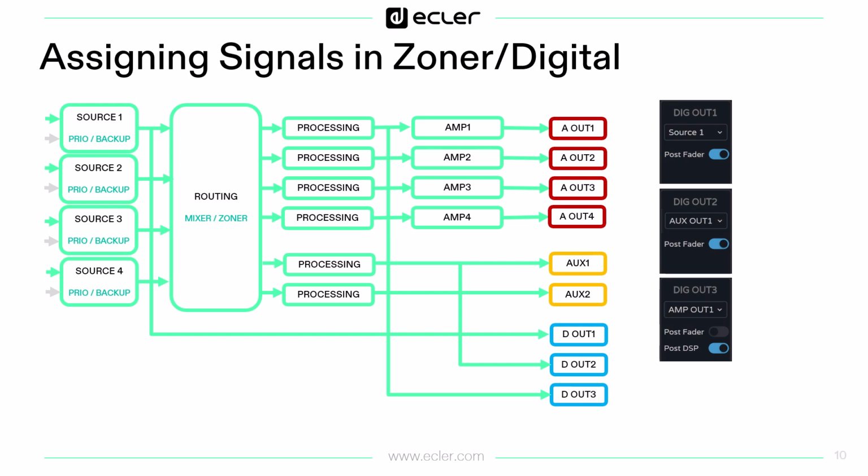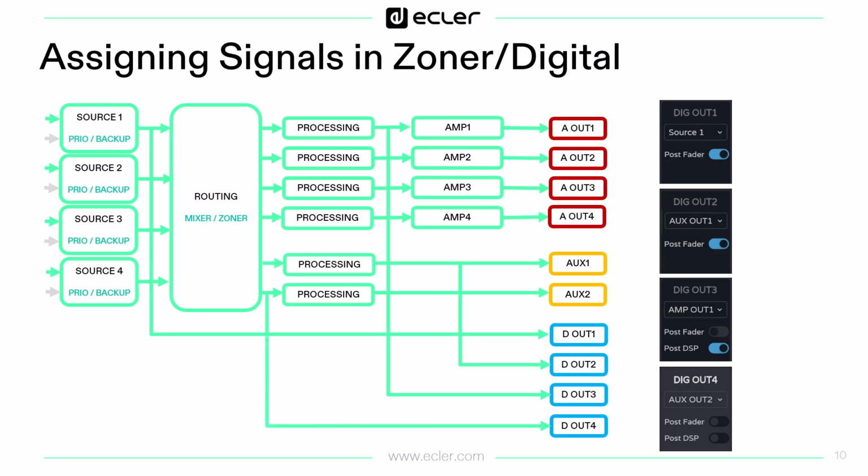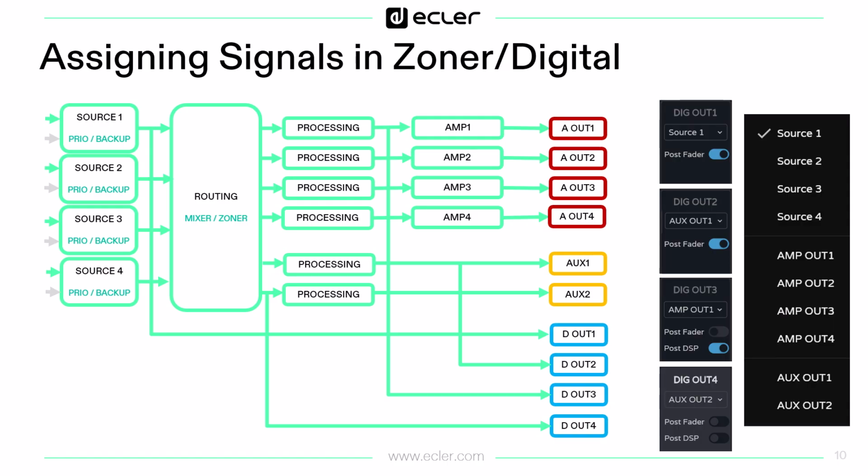The last example is for digital output 4, that we have assigned auxiliary output 2 pre-fader and pre-DSP. This means that we will have what's immediately after the matrix, but with no processing. As you can see, there is a lot of flexibility to decide what you want to send to the network and opens possibilities of making your system bigger, being a VIDA device the main control.